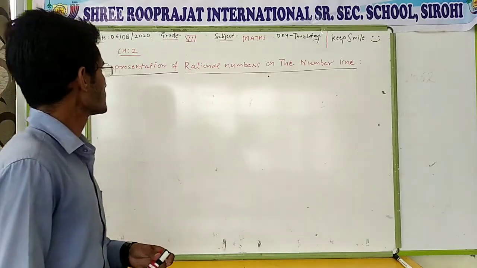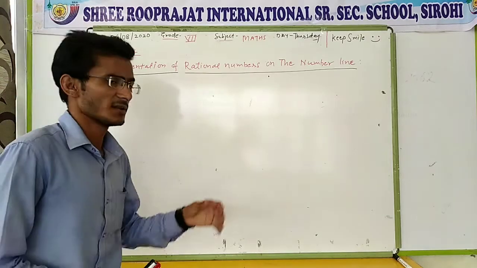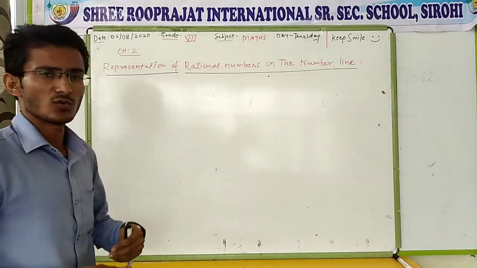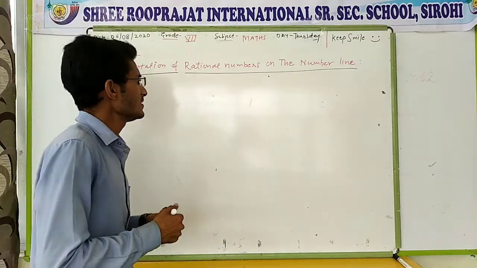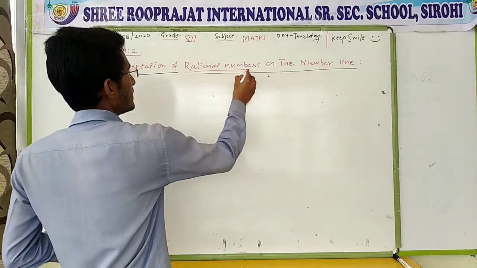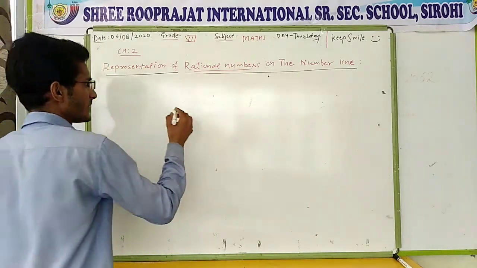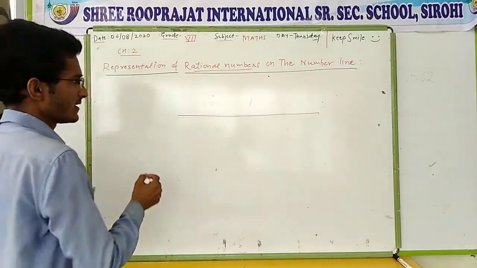Now the first point is the representation of a rational number on a number line. In the previous class we already learned how to mark whole numbers and integers on a number line. Now we will talk about rational numbers. So first of all, a number line. On a number line, numbers are marked at regular intervals.